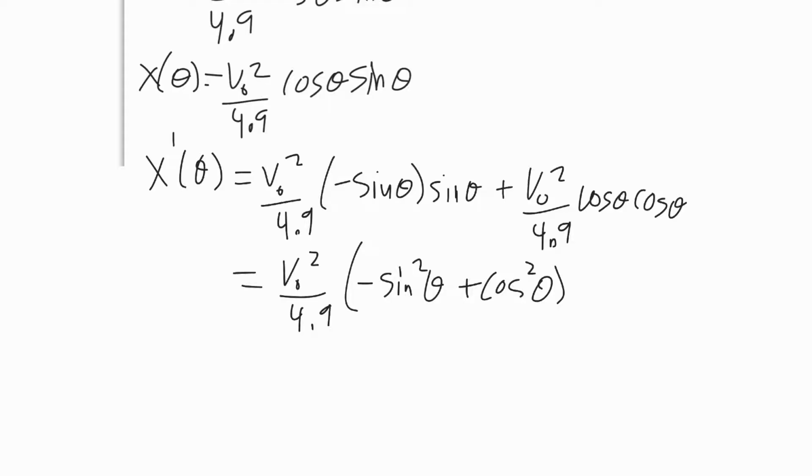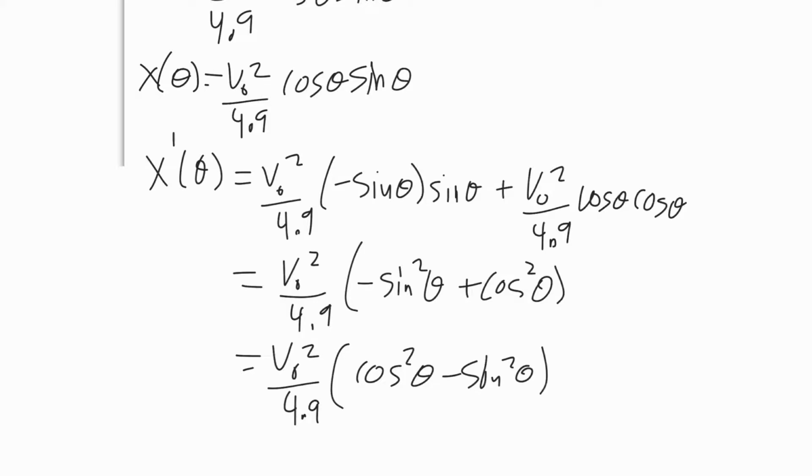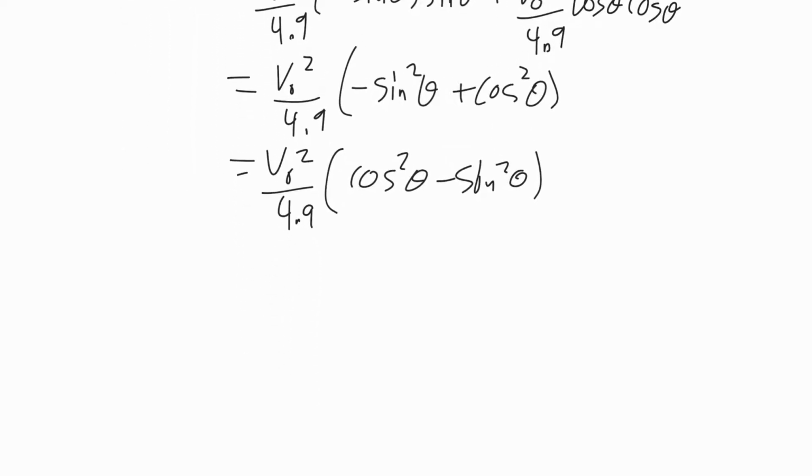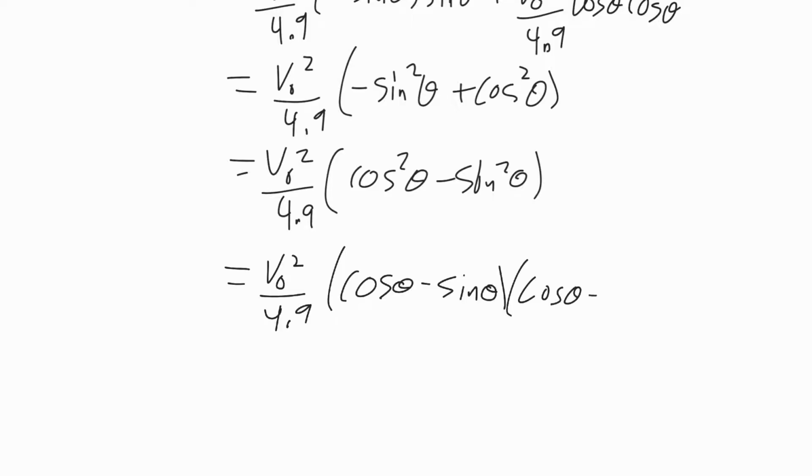Now, eventually, we want this thing to equal 0, and so we should factor this down further, which, if you remember, we have cos squared theta minus sine squared theta. We could do a little difference of squares. So we'll get v naught squared over 4.9 times (cos theta minus sine theta)(cos theta plus sine theta).